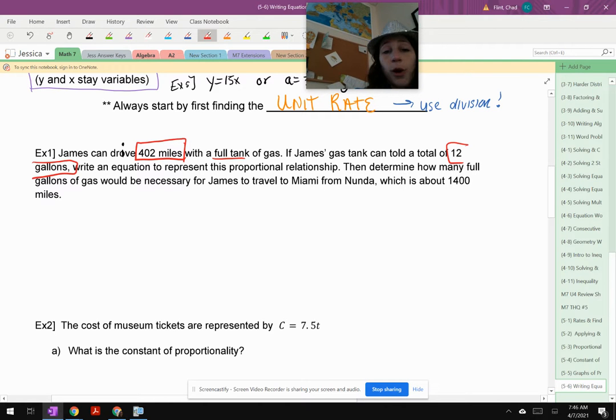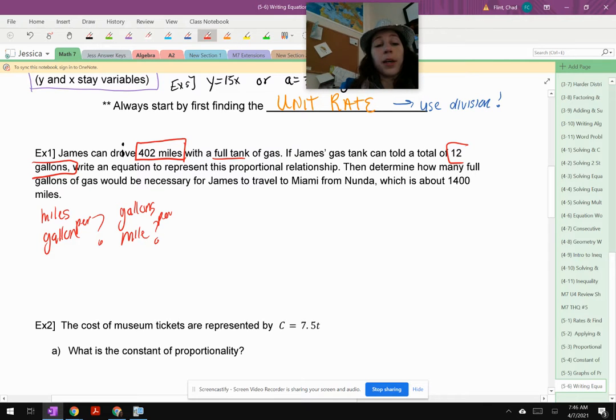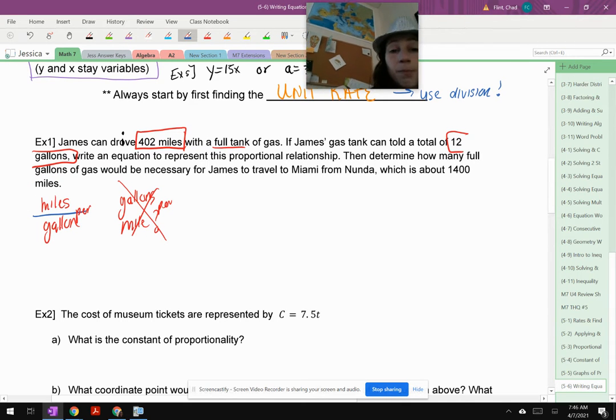So our two variable quantities that we're dealing with here are miles and gallons. What makes more sense: how many miles per gallon, or how many gallons per mile? Miles per gallon definitely makes more sense, so we're going to X out the other one. Miles per gallon is what we're going with, which means that when we're figuring out our unit rate, we need to start with the division with miles on top and gallons on the bottom.